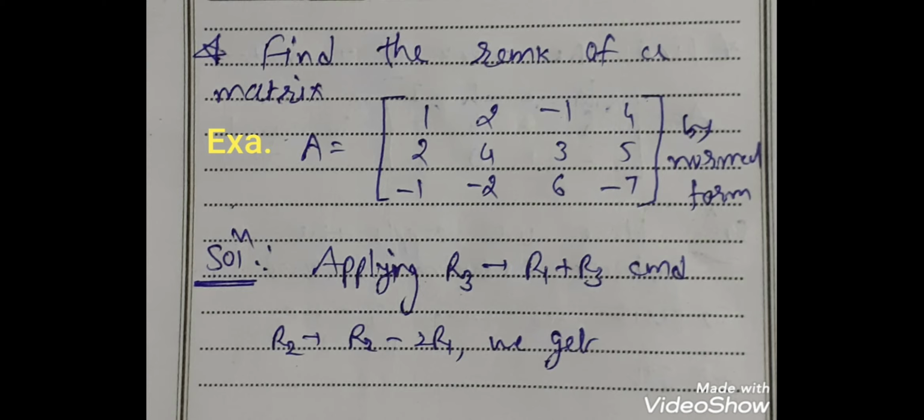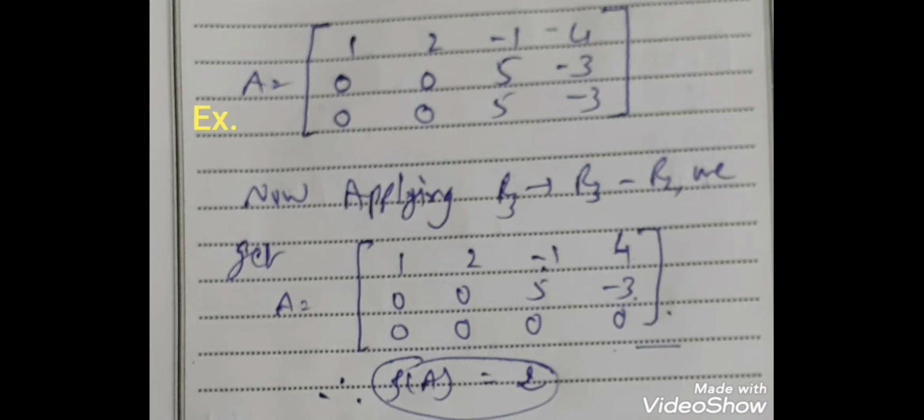If we take R2 minus 2 R1, then we get the elements of the second row. The first element 1 multiplied by minus 2 and added to the first element of the second row, 2, will be 0. Same for the second element, that is 0. If we multiply minus 1 by minus 2, then it will be 2, and adding it to 3, we get 5, and the last is the same, that is minus 3. So we get the matrix A with the elements 1, 2, minus 1, 4 in the first row, and 0, 0, 5 and minus 3 in the second and third rows.